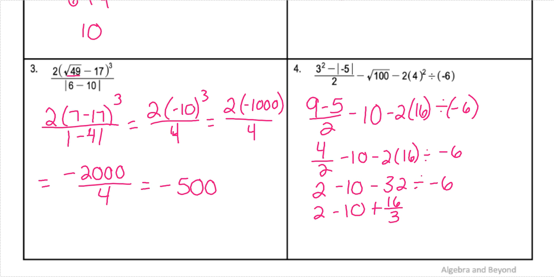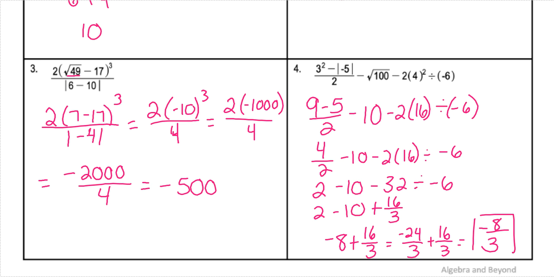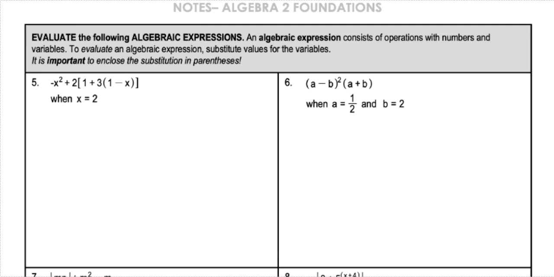All right, so now I can subtract 2 minus 10 and get negative 8 plus 16 over 3, and then we need to combine those. I need to get a common denominator to add two fractions together. So I'm going to rewrite negative 8 as negative 24 over 3, and then add the 16/3 to it. So that's going to give me negative 8 over 3 as my final answer. So lots of order of operations going on there. All right, so let's flip it over and look at a few more.